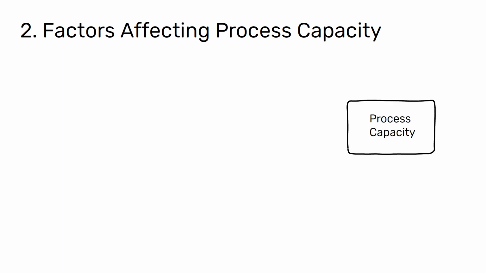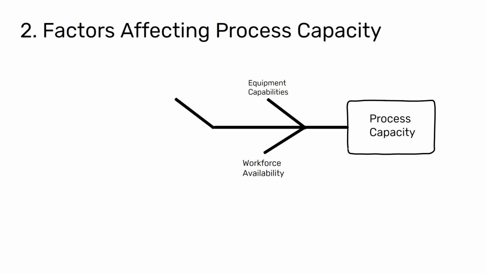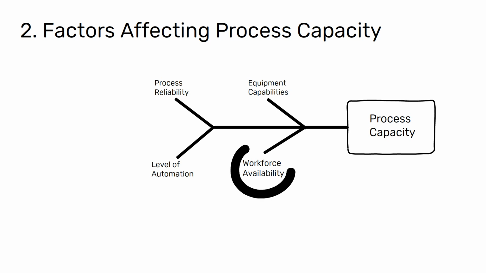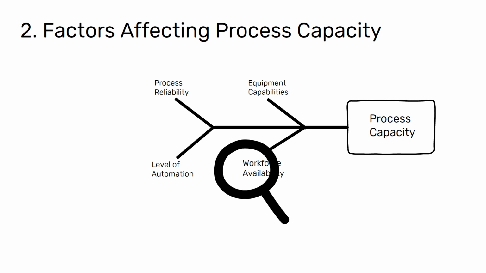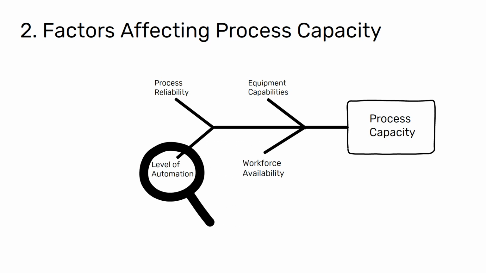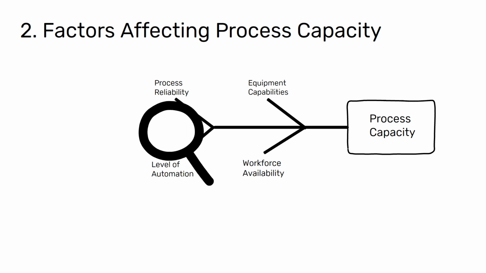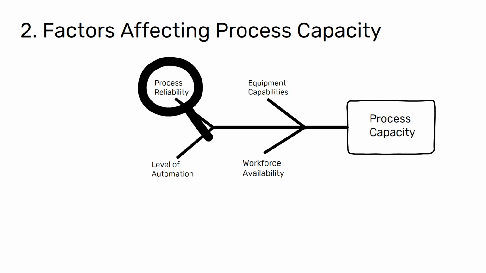2. Factors affecting process capacity. Several factors influence process capacity. These include the design of the production system, equipment capabilities, workforce availability, process reliability, and the level of automation. By identifying and analyzing these factors, lean practitioners can optimize process capacity and eliminate bottlenecks. Utilizing tools such as value stream mapping and process flow analysis can help identify areas of improvement and enhance overall system efficiency.